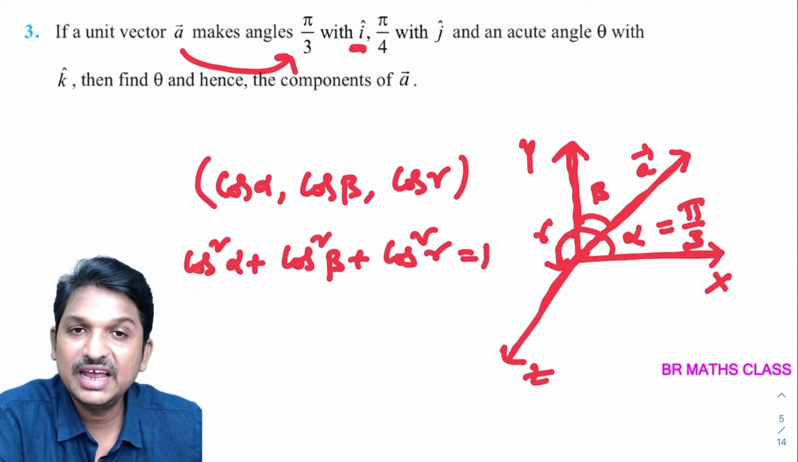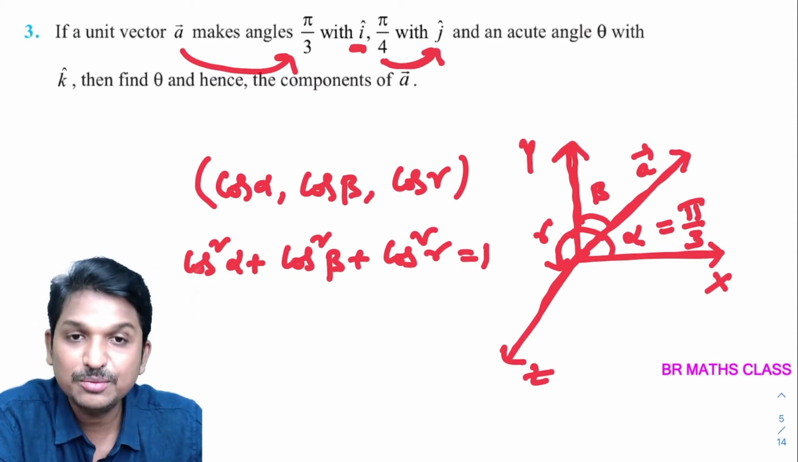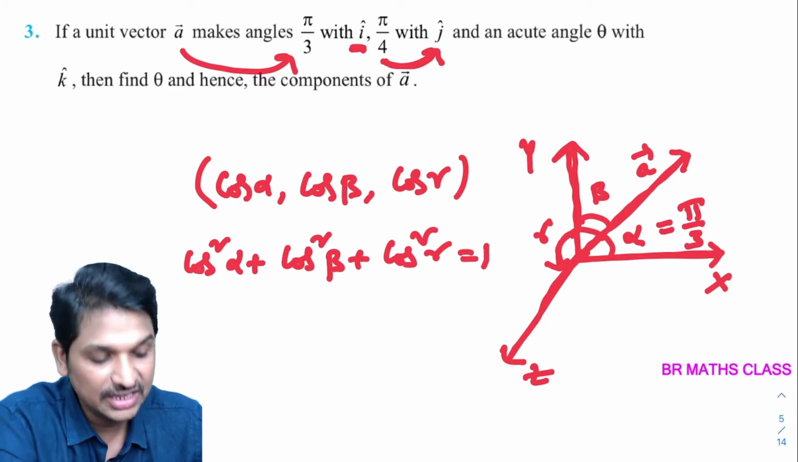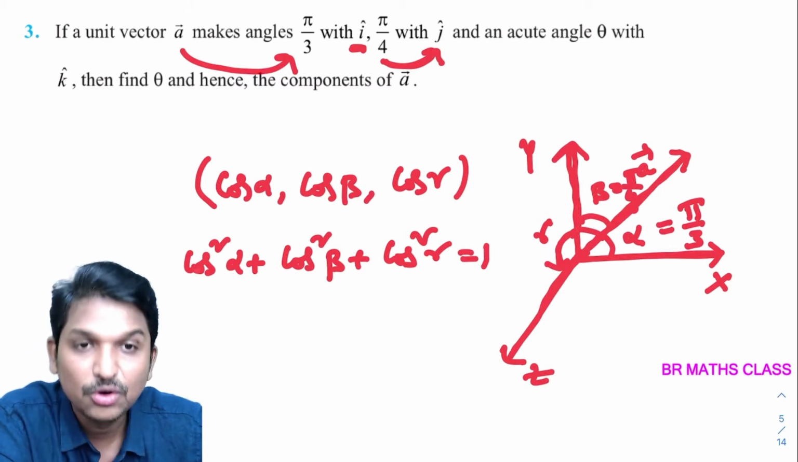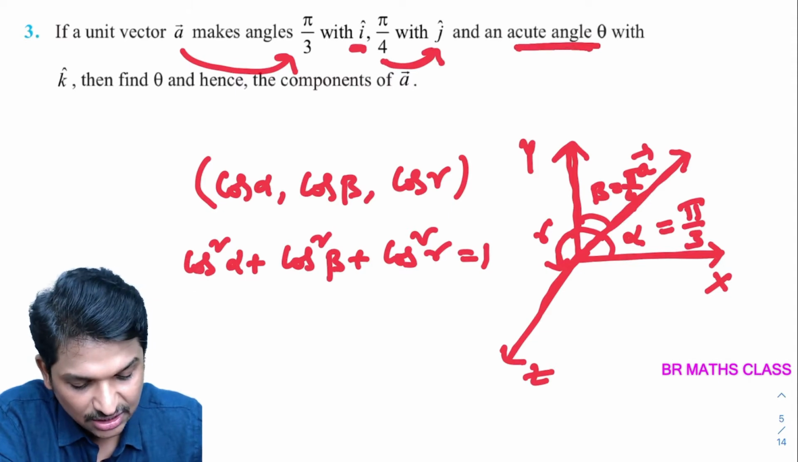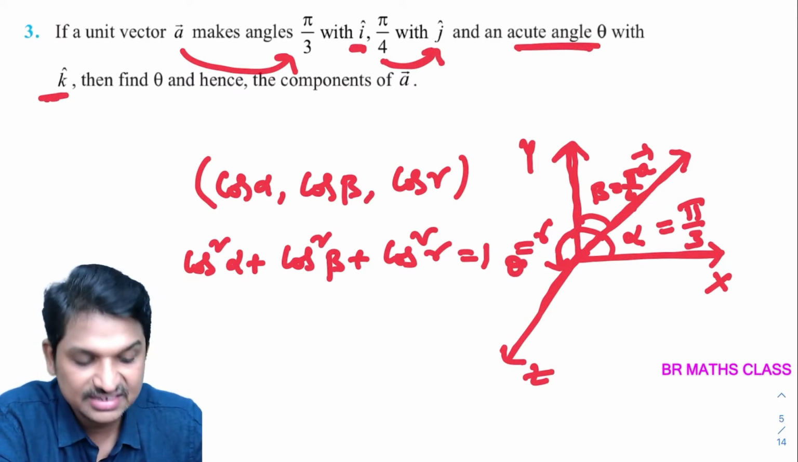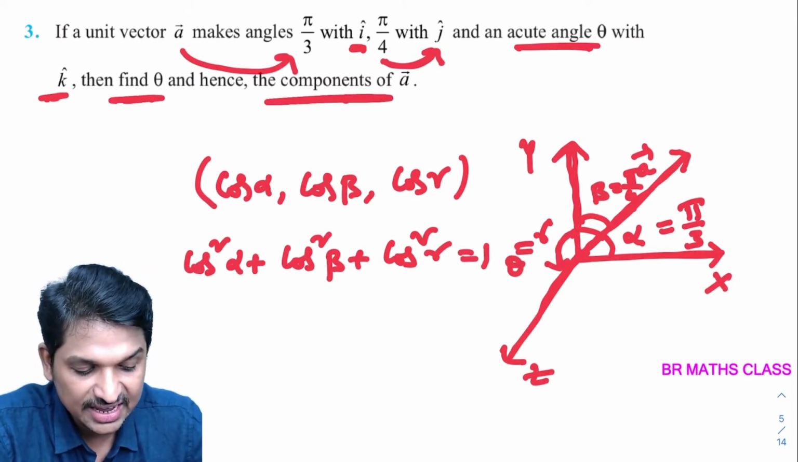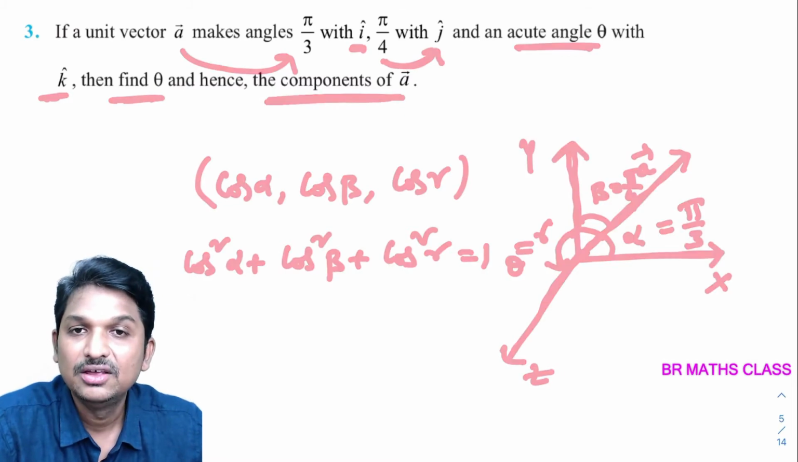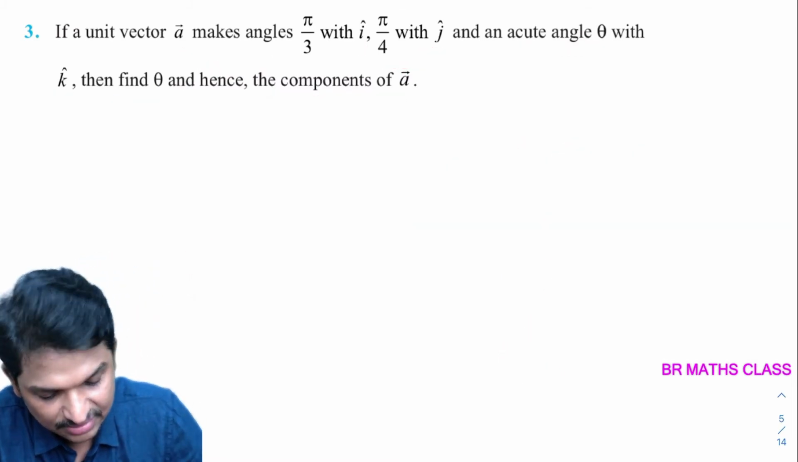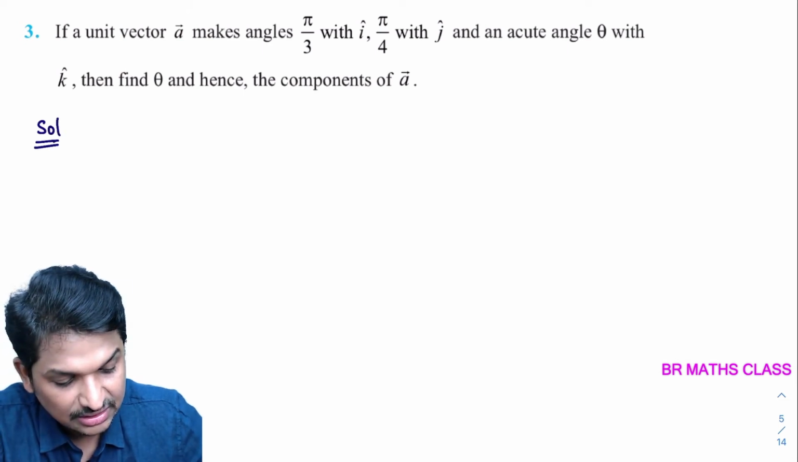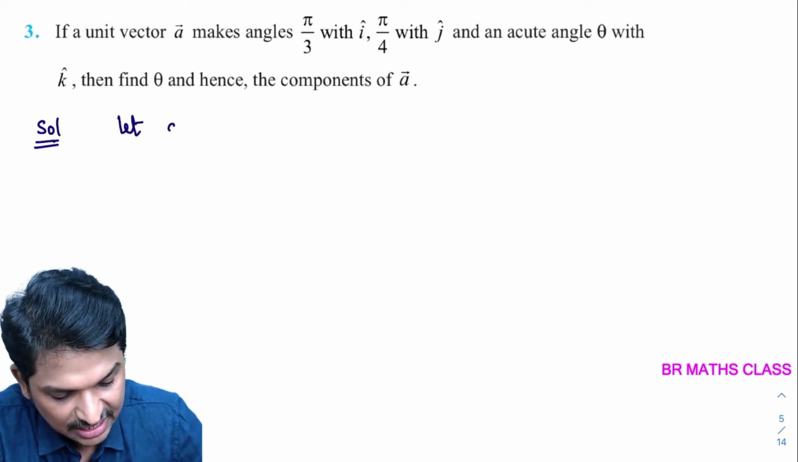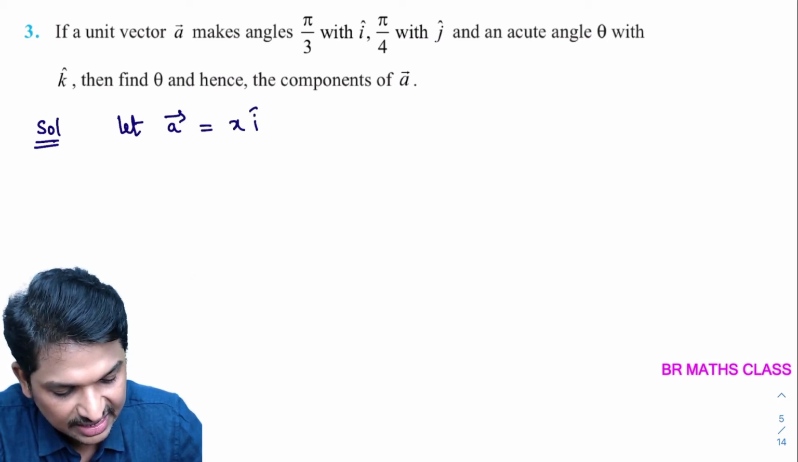And a bar makes an angle pi by 4 with j cap. That means j cap is along the direction of y-axis. So they given that beta equals pi by 4. And an acute angle theta with k cap. That means gamma is given here as theta. What they are asking in this question is to find theta as well as the components of a bar. So first I'll write the given data solution. Let a bar be x i cap plus y j cap plus z k cap. I take a bar like this.